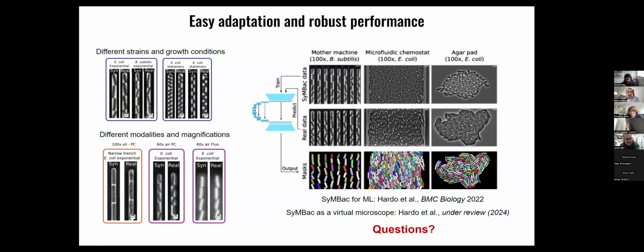Yes, hi. Thanks a lot for that part. Looks really interesting. I was wondering, you always showed rod-shaped bacteria. Is SynBack also able to produce different types of shapes, like for example, simple cocci?